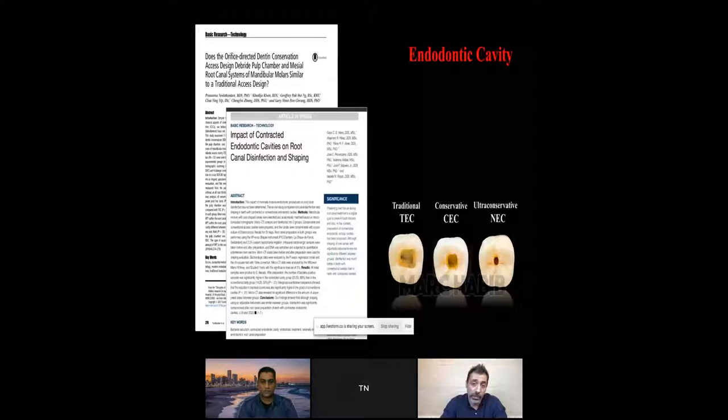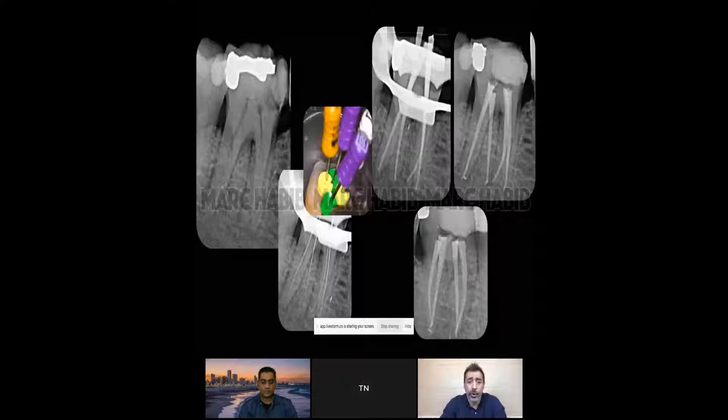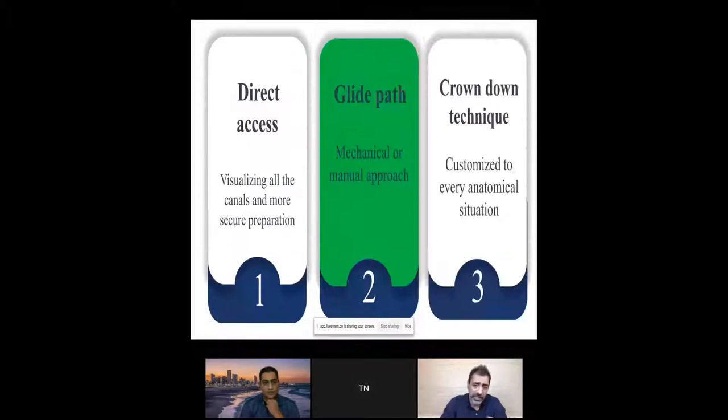So if you look at this case, here we are dealing with a lower molar with four separate roots, with four separate canals. You cannot manage this case with an ultra-conservative access cavity. So this is typically about the access cavity. I'm not going to go through it a lot. I'm going to move to the glide path.